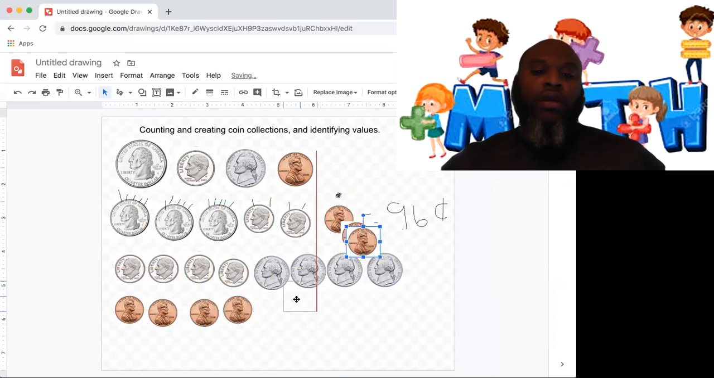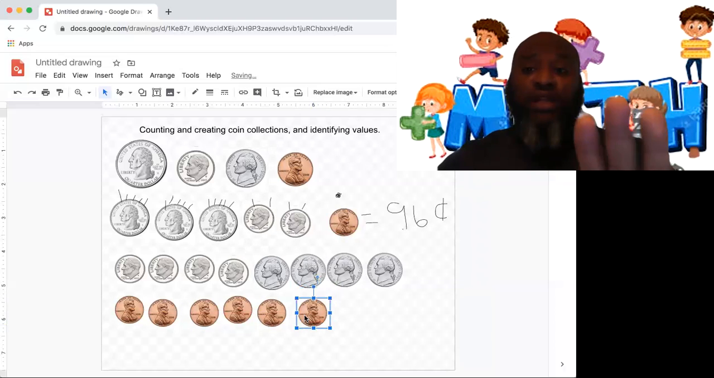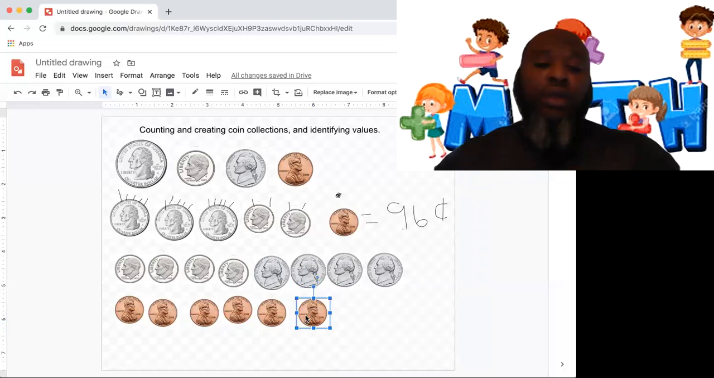Penny, penny, penny, penny, penny. Oh, not gonna take that penny. Sorry, Mr. Penny. I almost took you from your home. You stay there and stay comfortable, okay? Great.